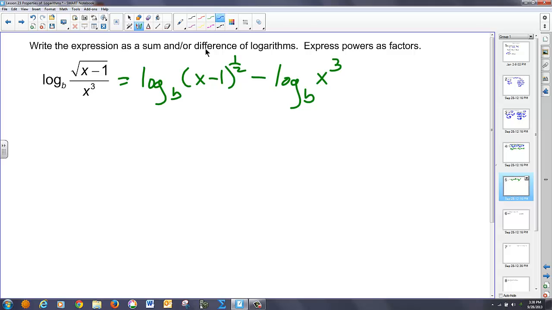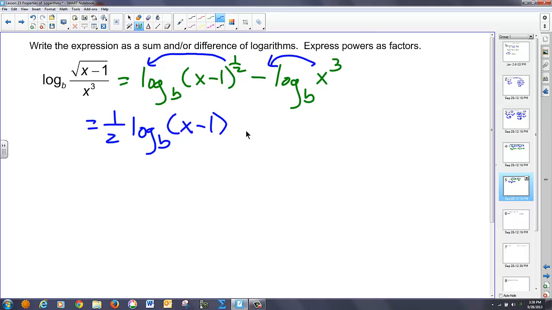And we remember in these cases, powers go to the front, so I have a half times the log base b of the quantity x minus 1 minus 3 times log base b of x.